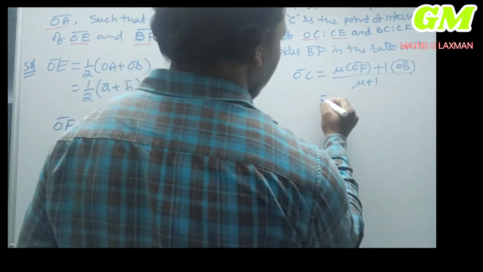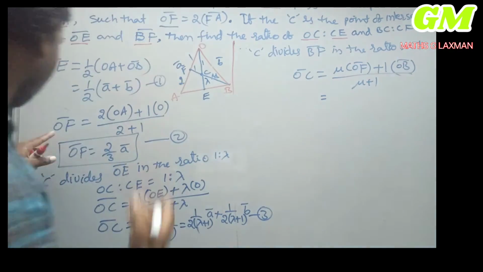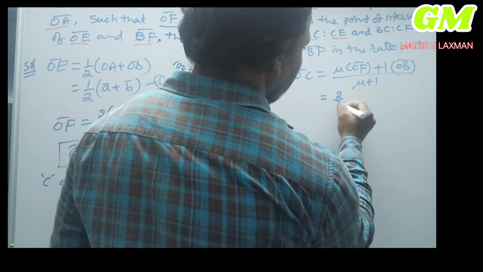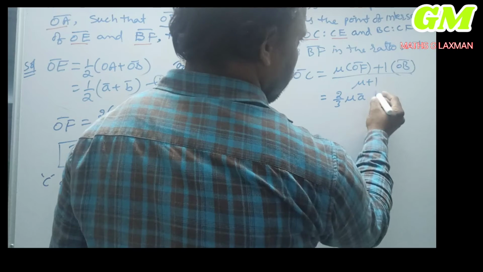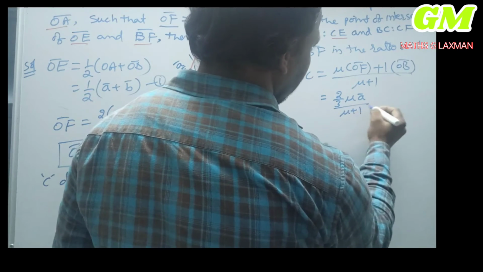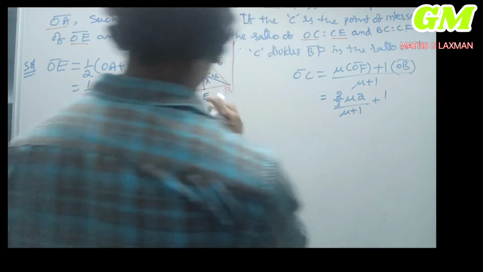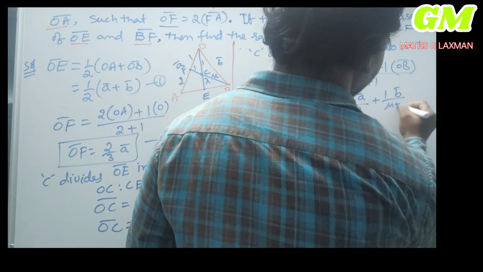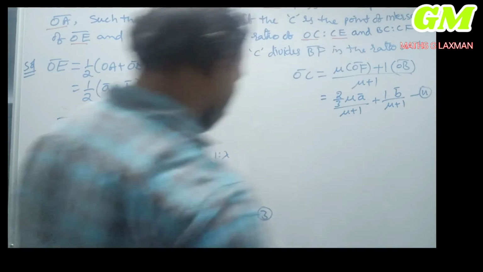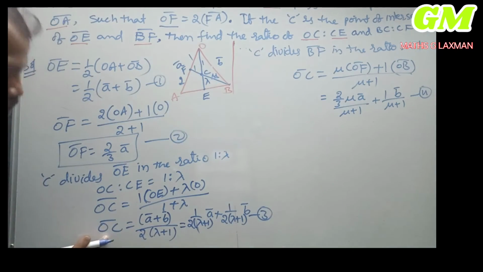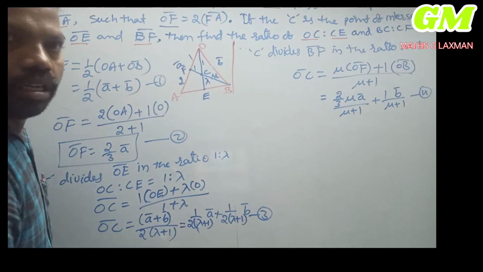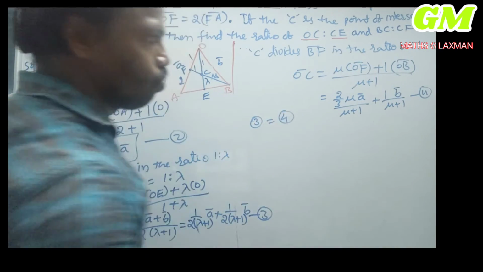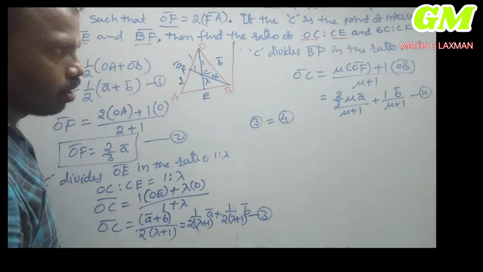Now, according to this, OF is equal to 2 by 3 times of A. So here we should write 2 by 3 times of mu A, divided by mu plus 1, plus 1 times of OB, which is B, so B divided by mu plus 1. This is equation 4. By 3 and 4, both give OC, so equation 3 is equal to equation 4. So you should equate both.